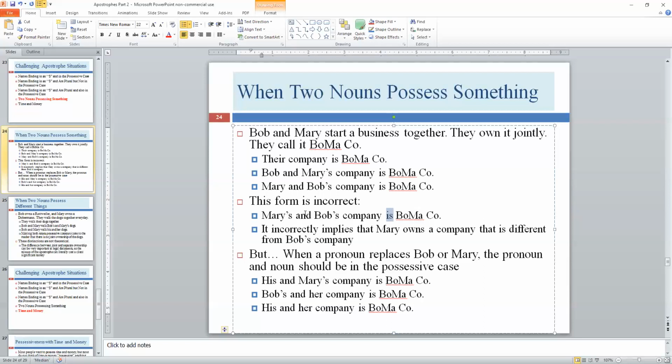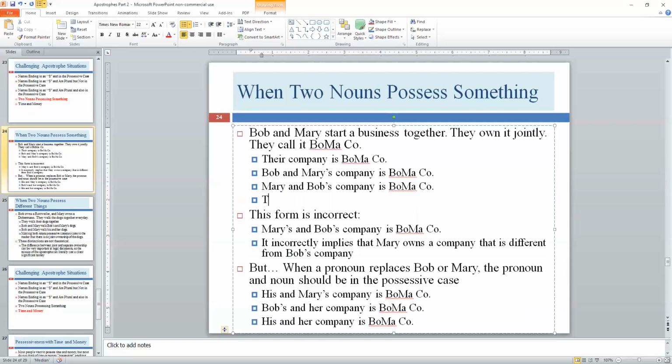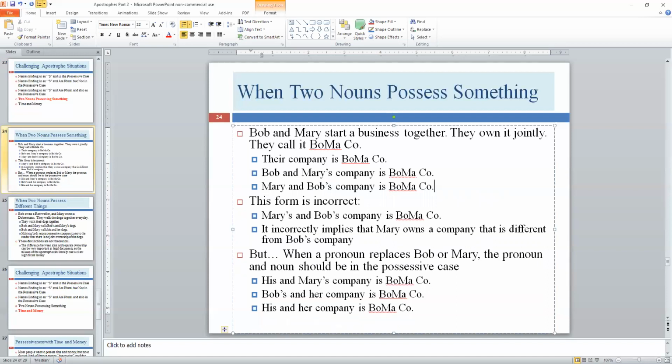If you think that this is confusing because it seems like Mary isn't possessing the company, you can always rewrite the sentence this way. The company, you could say, belonging to Mary and Bob is Bo-Ma company. So there are some workarounds if you think that this is ambiguous in your particular sentence. But this is a better choice. This is what English writers are expecting to see when the company is owned jointly.